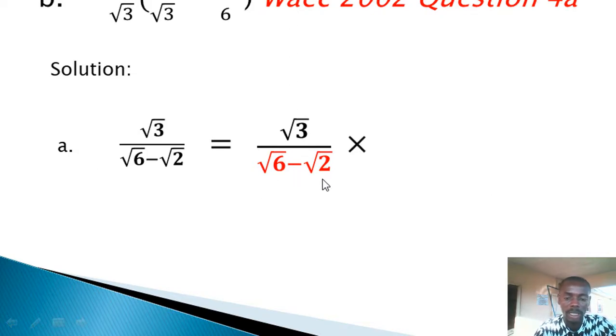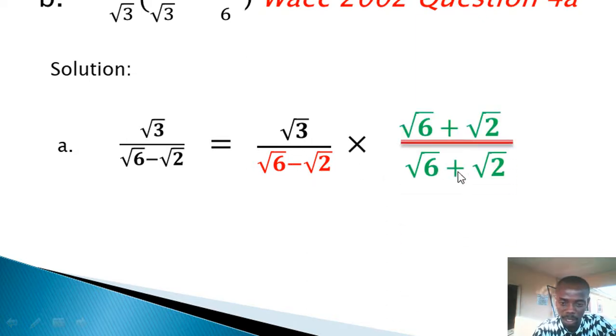But this time around, we are going to be using the conjugate of this denominator this way. That's going to be root 6 plus root 2, then divided by root 6 plus root 2. Let me explain that again. This is root 3 over root 6 minus root 2, then that is equal to root 3 over root 6 minus root 2 multiplied by, now, I'll be making use of the conjugate of this binomial. That is root 6 plus root 2 over the same conjugate. That's how we address it.